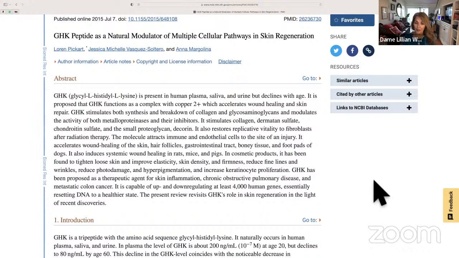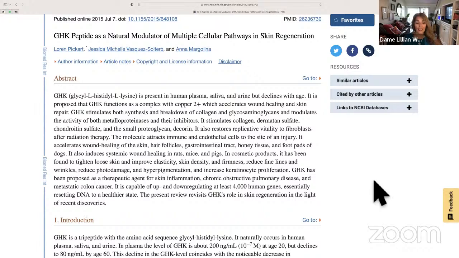It says in cosmetic products, it has been found to tighten loose skin and improve elasticity, skin density, and firmness, as well as reduce fine lines and wrinkles, and reduce photo damage, which is sunlight damage, and hyperpigmentation. Hyperpigmentation can be anything from moles to freckles to age spots and more, and increase, it says here, keratinocyte proliferation.